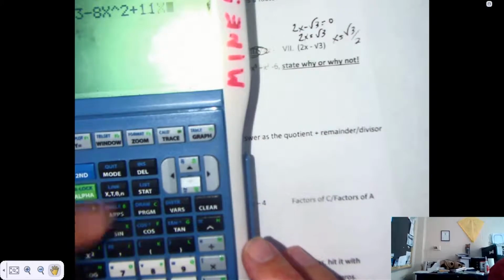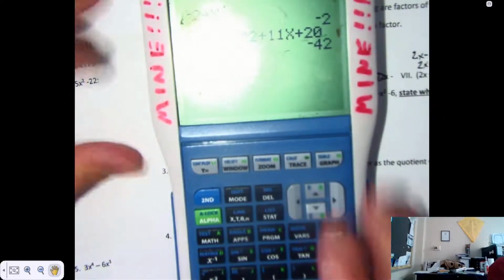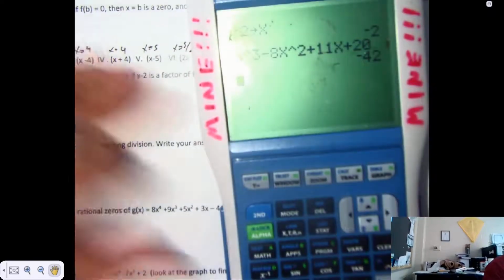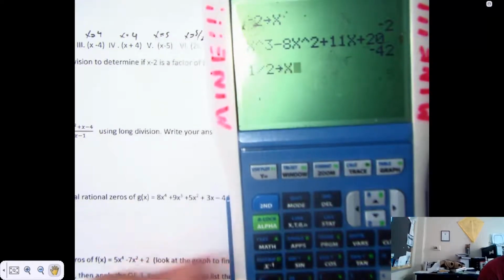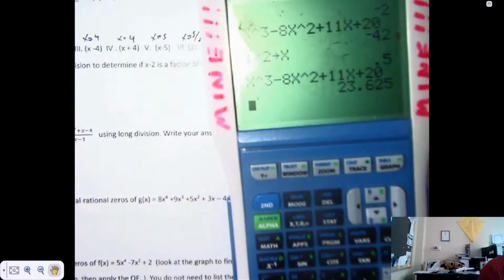So x to the third minus 8x to the second plus 11x plus 20 was, I got negative 42. So not a 0. I'm sorry if you hadn't figured out how to use your calculator yet. I'd love to tell you that I have 25 minutes to reteach every single thing I do every single day, but I don't. I typed in 1/2, stored it to x. I'm going to press second enter how many times? Twice. Nope.